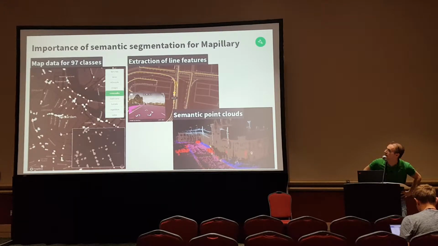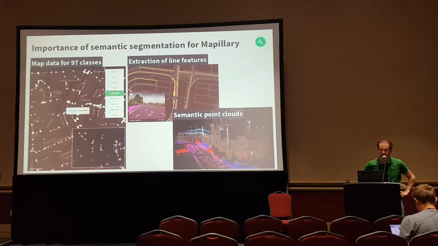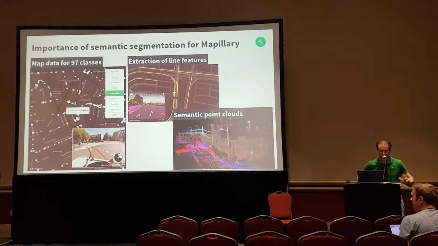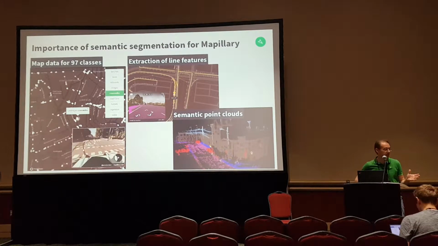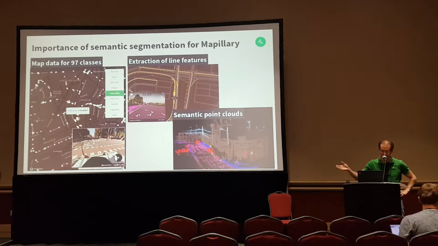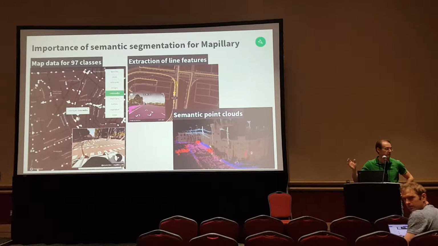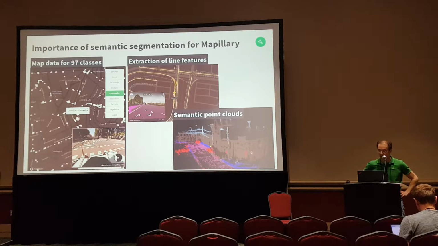As I said, semantic segmentation is important for Mapillary, and we extract 97 classes from the images. All the 300 million images have been processed, so we have segmentation for all those images. We extract automatically line features, and semantic segmentation is used also to improve the 3D reconstruction. We can use the semantics to locate objects in 3D space, and also get rid, for instance, of moving objects when we want to do static 3D reconstruction.